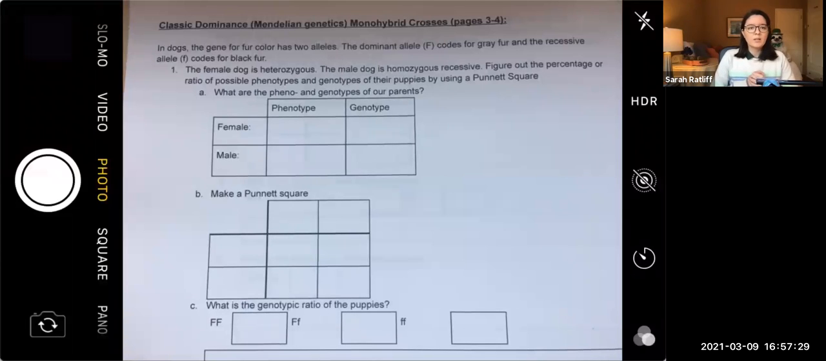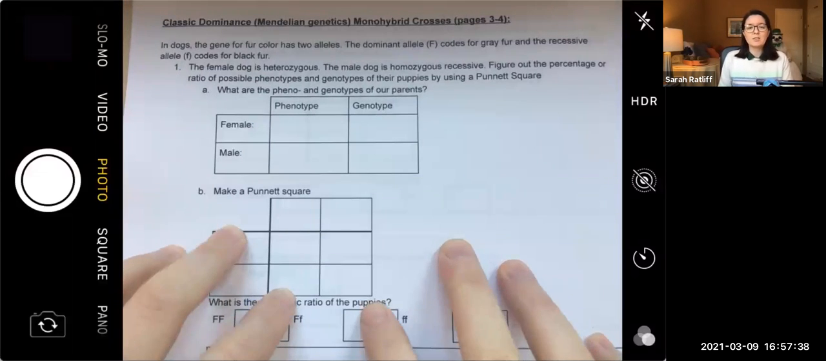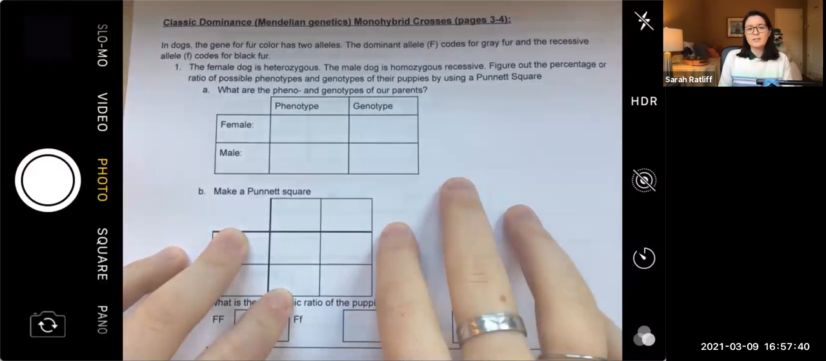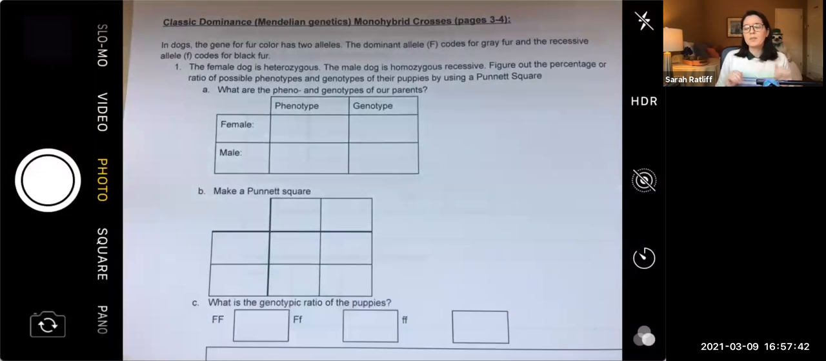Welcome. This tutorial is for classic dominance Mendelian genetics for monohybrid crosses. I have regular paper here. I think it's easier to explain as I'm writing things instead of you just watching me typing on a screen. So you should be working on a screen, or if you want to write it out, go ahead, print it out, and let's get into it.